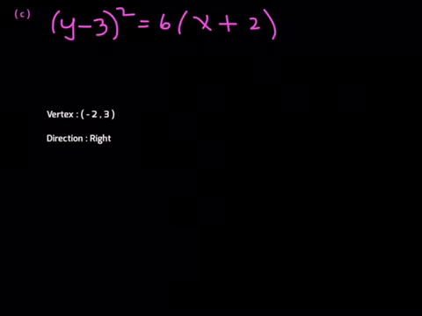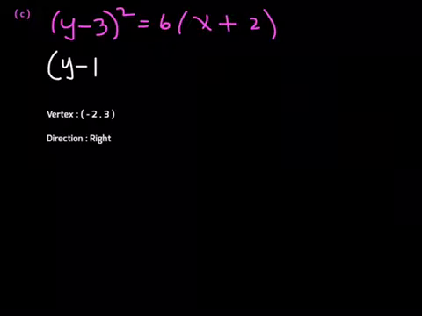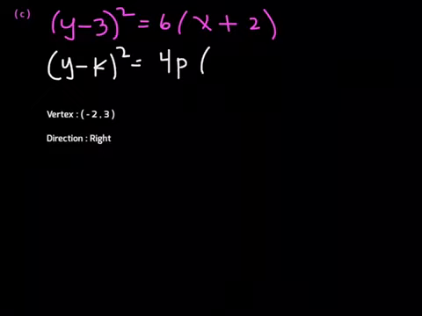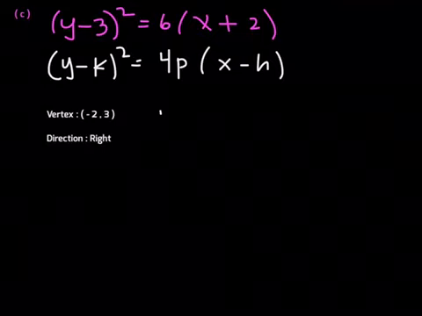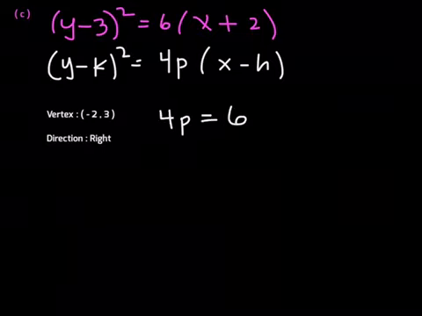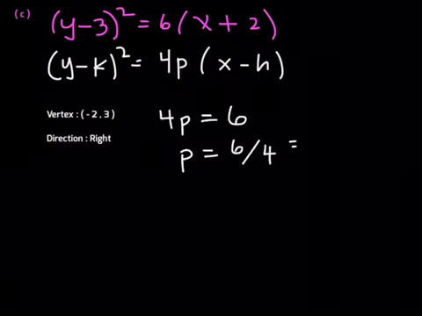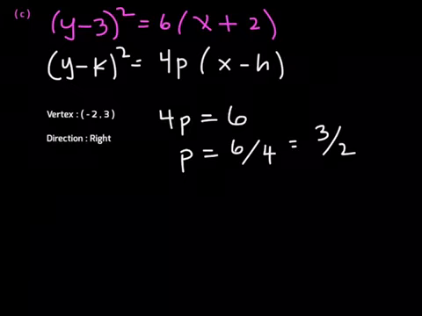Now, let me show you how I know that. This equation is of this form: y minus k quantity squared is equal to 4p, there it is, times x minus h, right? So then I know that 6 is 4p. So I'll take 4p and set it equal to 6 and solve. When I divide both sides by 4, I get p is 6/4, which is the same thing as 3/2. Okay, so p is equal to 3/2. This p-value is going to help me find a lot of information.